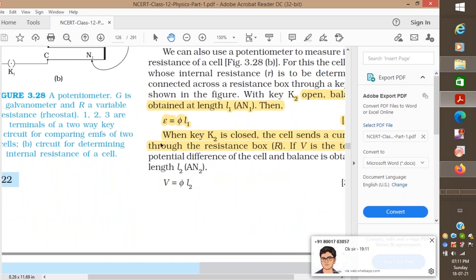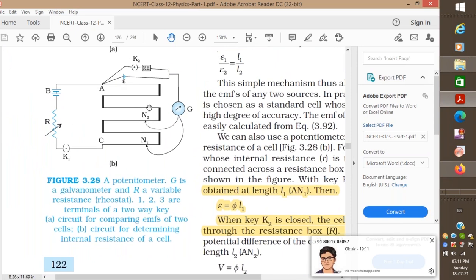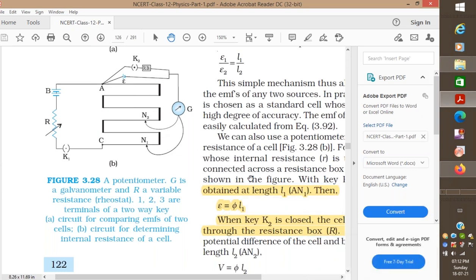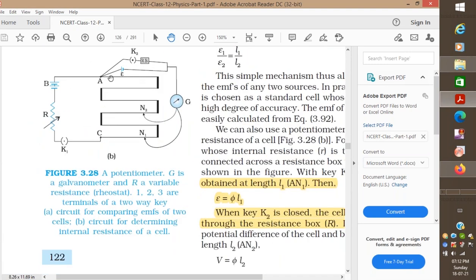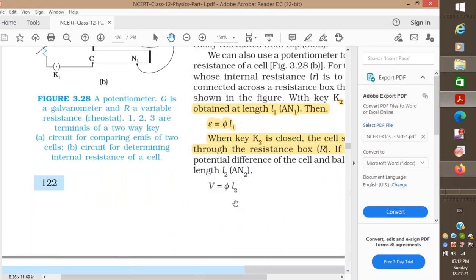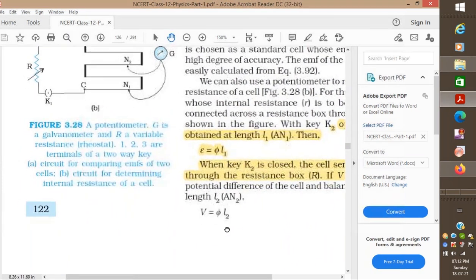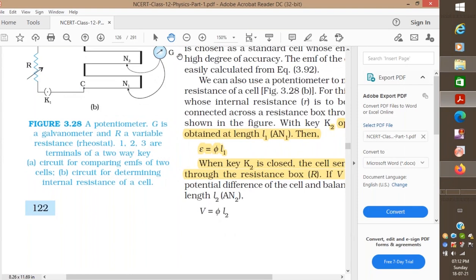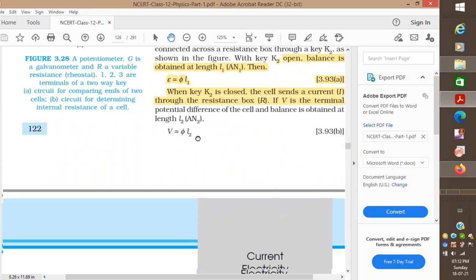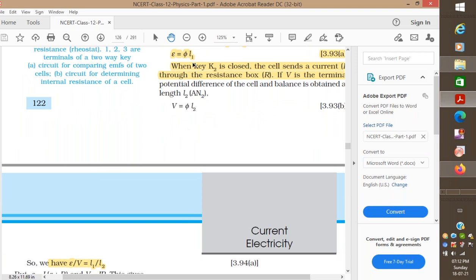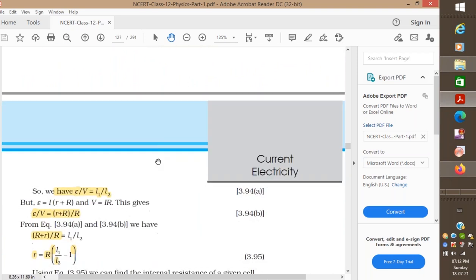So in the beginning, in the first case, I have only the cell. There is no resistance connected externally to flow the current from the cell. But in this case, when you connect the battery across this standard resistance box, the drop across the resistance will be equal to the terminal potential of the cell. So that's why it is written here V. Now if you take the ratio, you'll get E by V, which will be L1 by L2. All right.